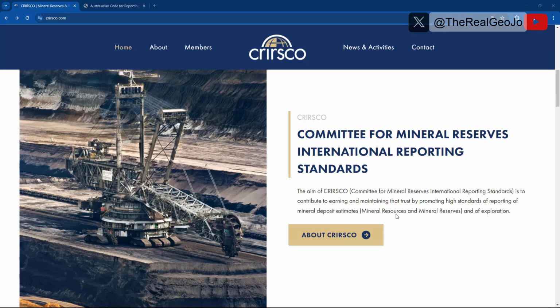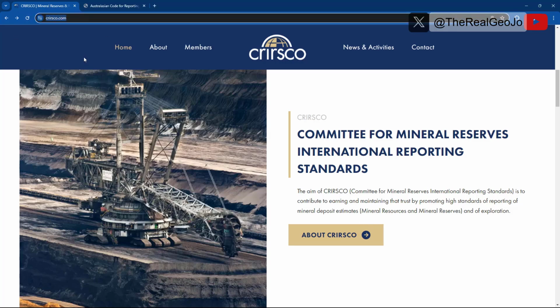The other day I was talking to a friend that is starting to get involved in mining, and he was asking me about resources and reserves, and I realized that sometimes for the people that are coming into the industry it's a bit confusing. So I would like to show you this web page.